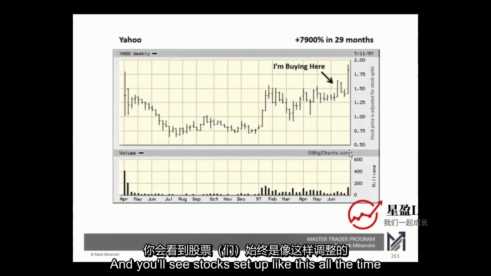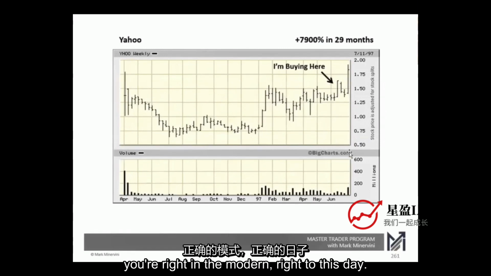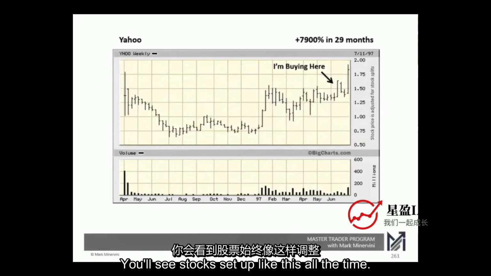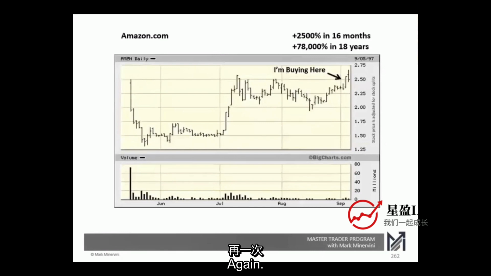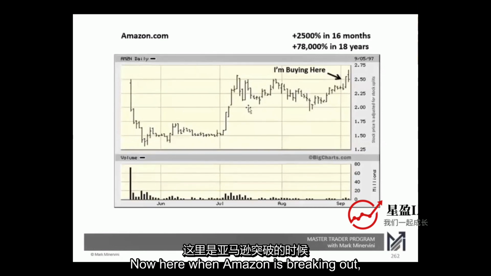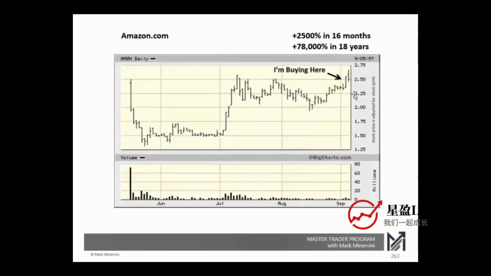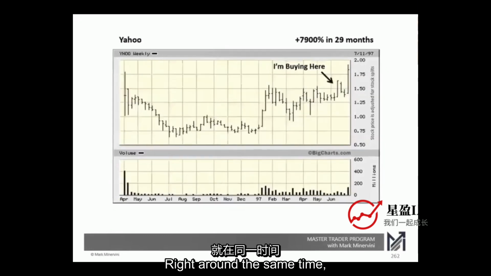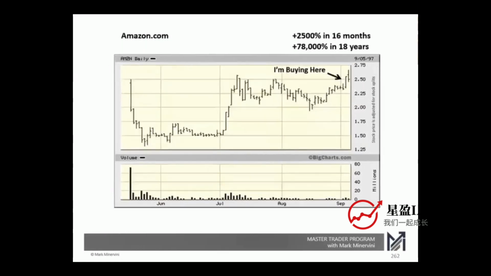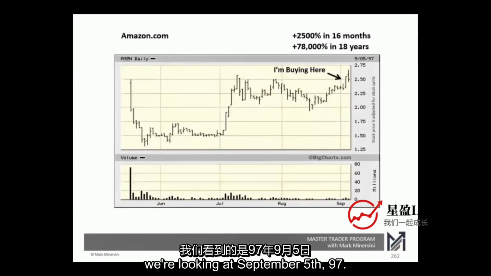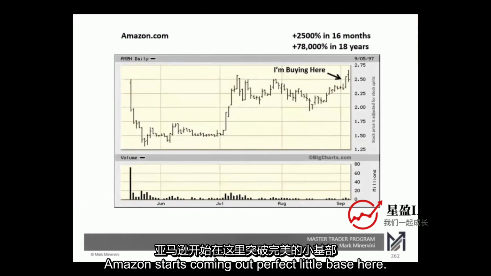And you'll see stocks set up like this all the time. Right to this day, you'll see stocks set up like this all the time. Take a look at Amazon. So again, now here, when Amazon's breaking out, this also is in 97. Right around the same time, we're looking at July 11th of 97. And a little bit after that, we're looking at September 5th, 97. Amazon starts coming out. Perfect little base here.